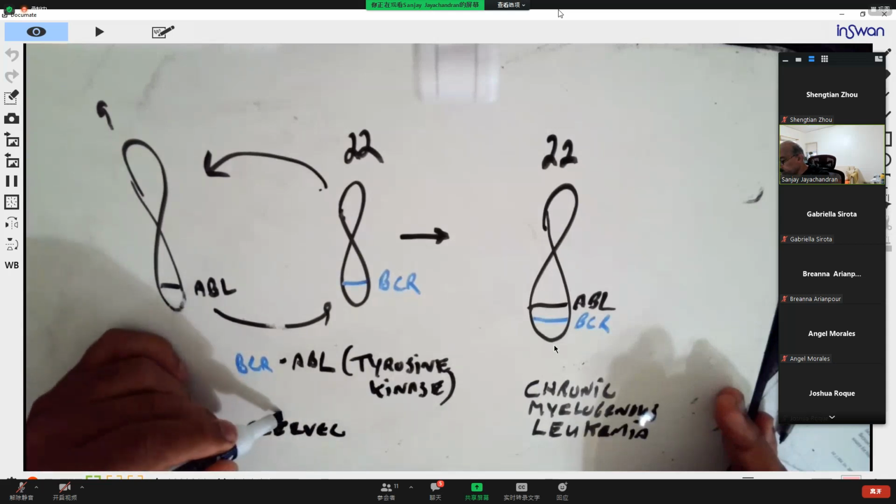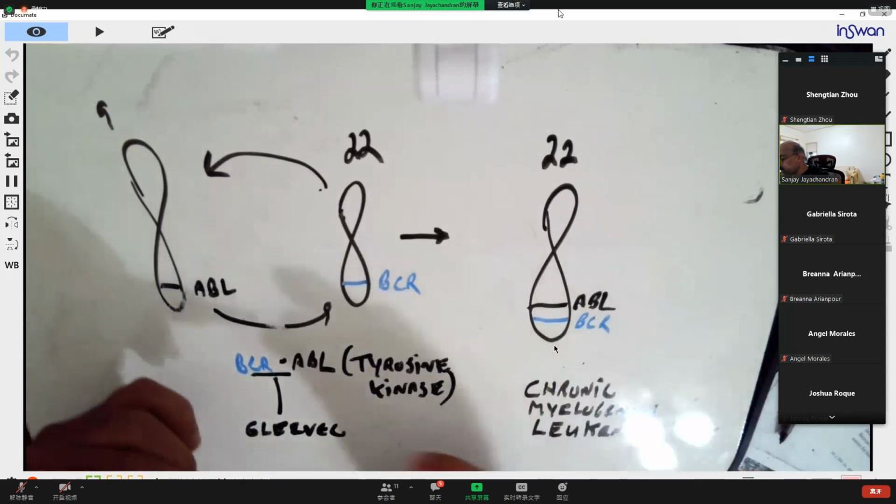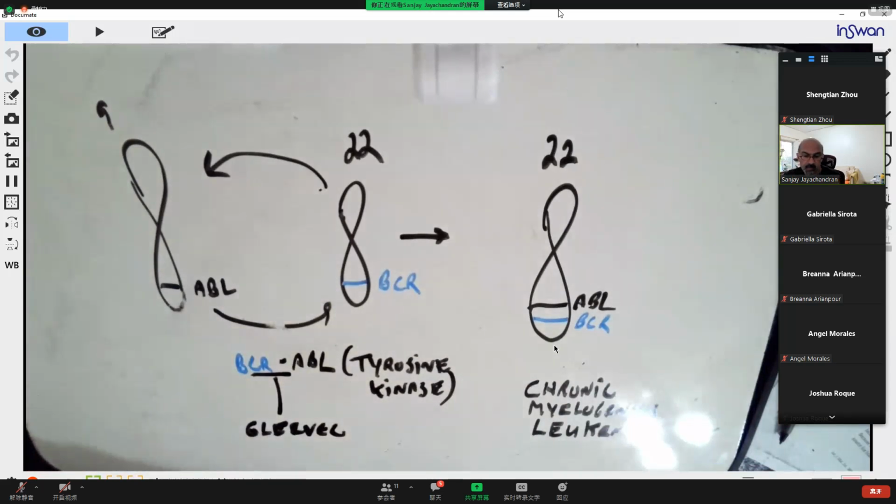Gleevec blocks this enzyme. So why is this drug a big step up from normal cancer treatment? Anybody know? What's normal cancer treatment? So I'm going to show you Novartis.